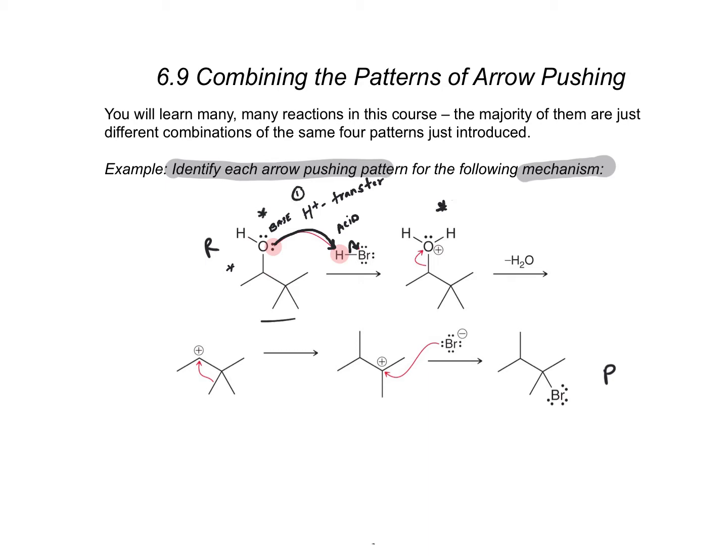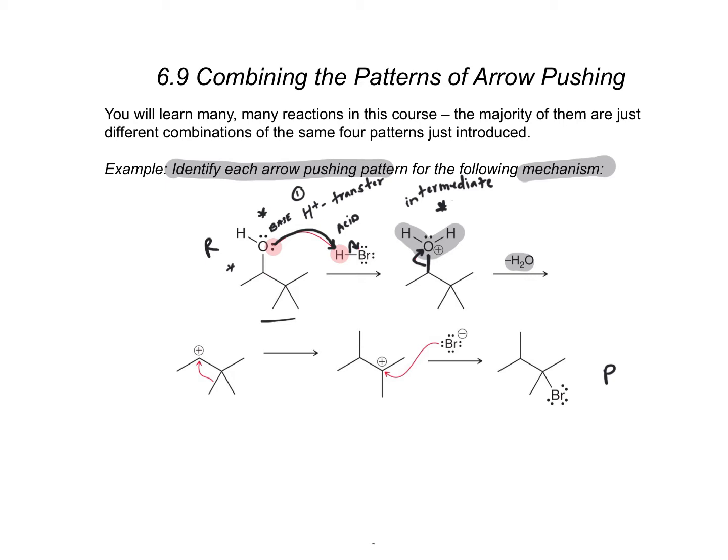We are left with a nice little intermediate here that has an extra H on the oxygen from that proton transfer step. It also has a positive formal charge on the oxygen, right? If we look at the arrows occurring in this step, we have electrons in this bond that are going off with the oxygen. The bond is breaking, and essentially what we're losing here is water, right? We usually abbreviate that as minus H2O over the arrow.